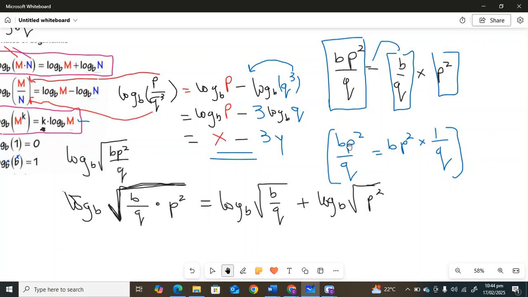Yes. So the reason why I'm simplifying it like this is so that we can start applying the laws of logarithms, okay? That's why I simplified it here like this, so that we can start applying the laws, okay?